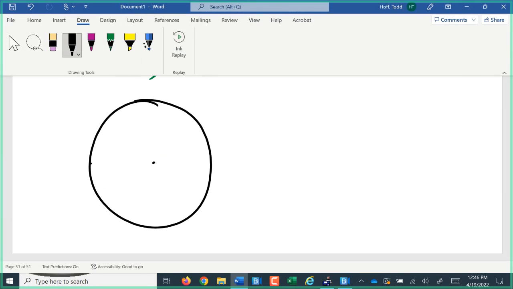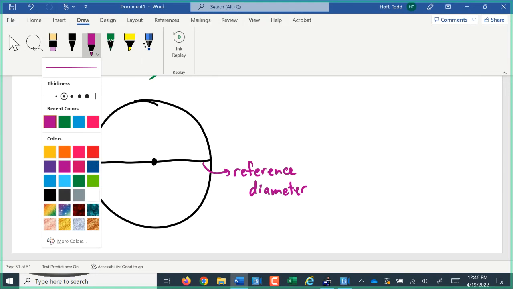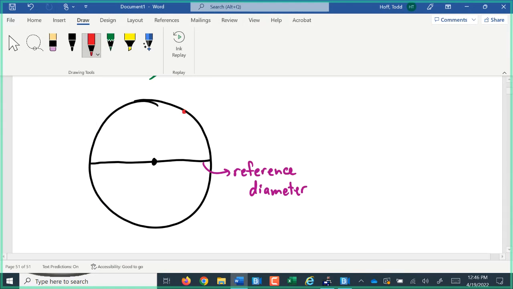To define this next feature, I have to define another one first. This line across here, of course, is a diameter. That's what we often refer to as a reference diameter. Generally, it's a horizontal diameter across the circle. Every point on that circle then has a feature called a sine.